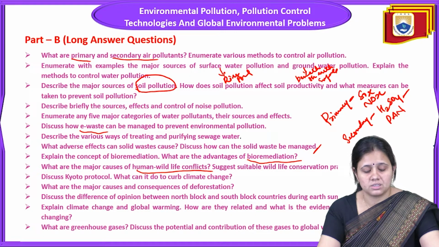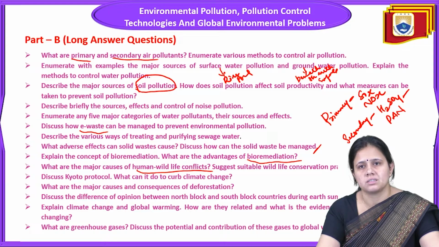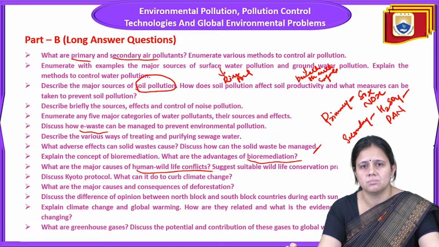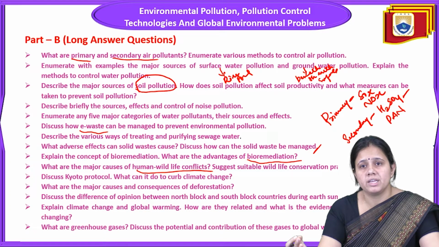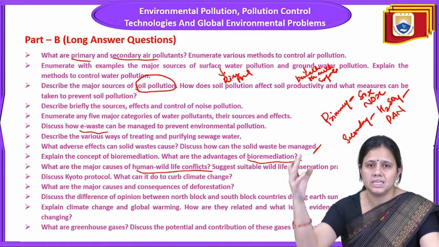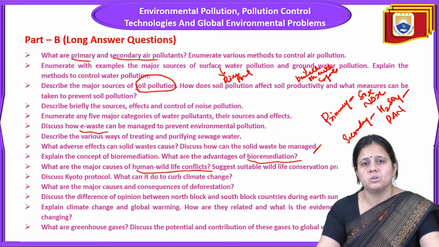Next, discuss the Kyoto Protocol. How can it help to curb climate change? The Kyoto Protocol is basically a protocol made to reduce the emission of greenhouse gases. Due to greenhouse gas emissions, the Earth's surface temperature is going to increase. This increase in temperature is called global warming. And due to this increase in temperature, the polar ice and the north pole are going to melt.